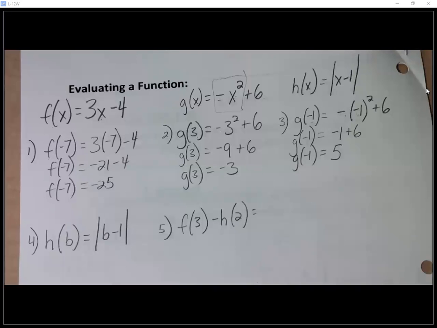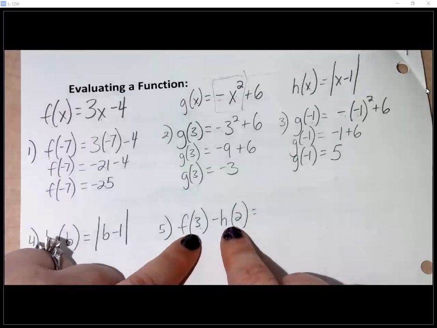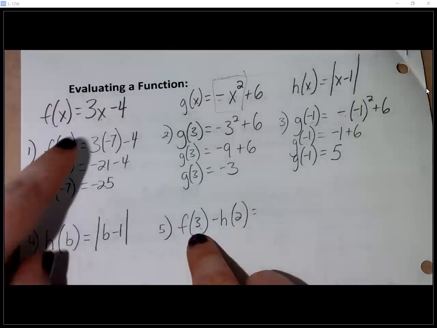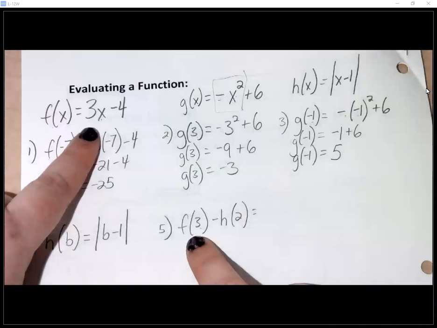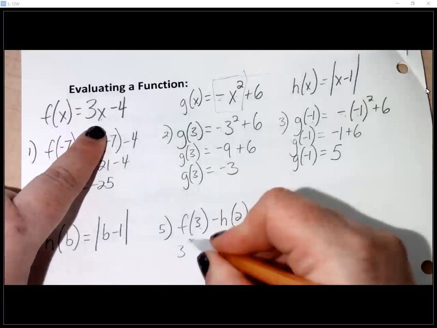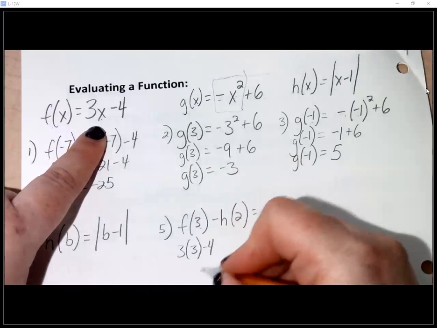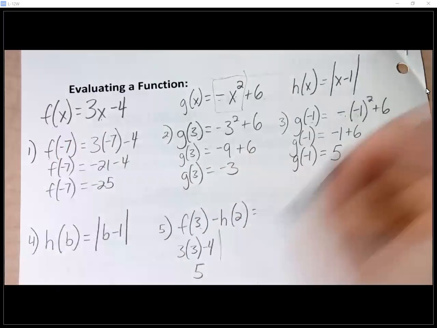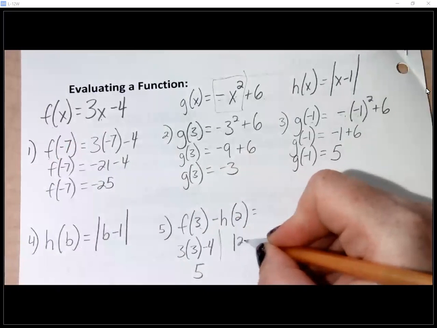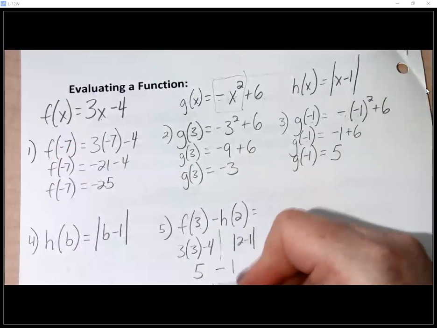So to do this, I have 2 different functions I'm concerned about. I'm going to pop a 3 into the f, get an answer, pop a 2 into the h, get an answer, and then subtract those from each other. So f of 3 means 3 times 3 minus 4. That's 9 minus 4, which is 5, right? And then h of 2 would be absolute value of 2 minus 1, which is just 1. So 5 minus 1, yes, I get that 4.